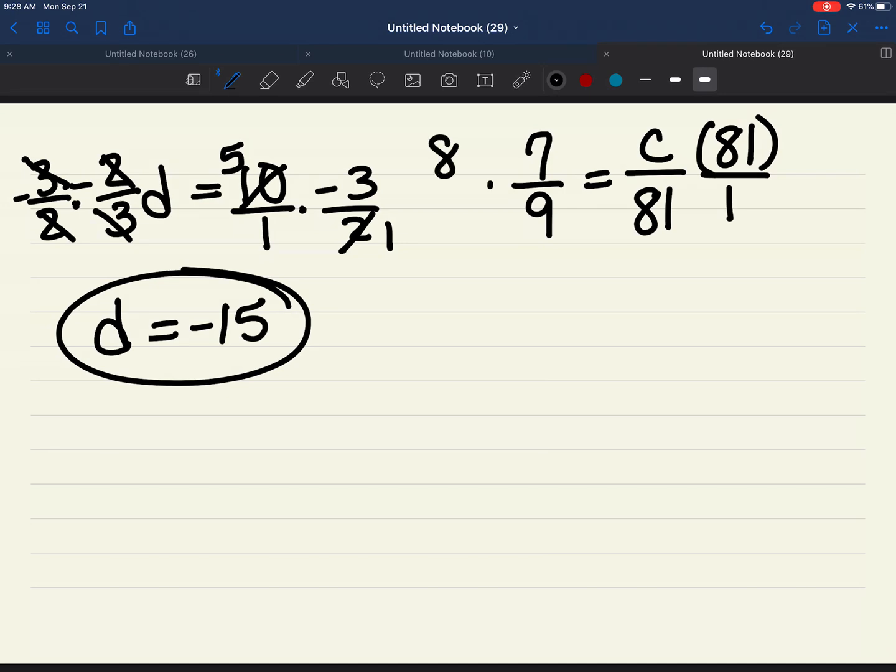All right, Grayson, what are you trying to get by itself? What operation do you see? So what are you going to do? Okay, multiply by what? Okay, I'm going to put 81 over 1. Now, why would I not put 81 over C? Because that's not right. Because you want to be left with C. Good. So that's why I'm using 81 over 1.